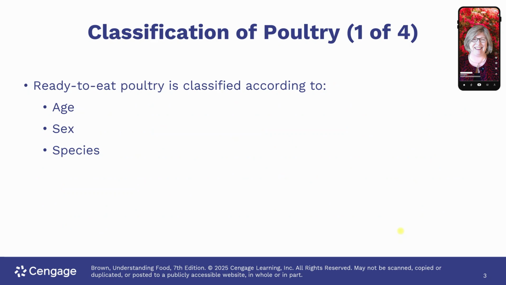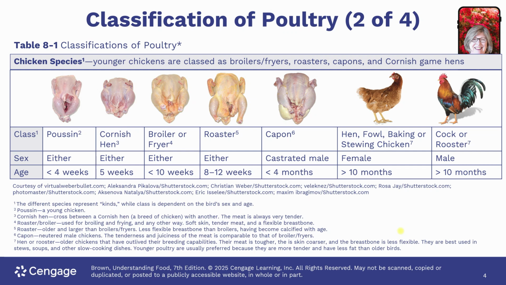Ready-to-eat poultry is classified according to age, sex, and species. When we say ready-to-eat, in this case, we're talking about a bird that's been dressed and ready to actually either cut up and prepare or prepare whole, like a roasted chicken. It's already ready to go. No feathers. Here in Table 8-1, you see classifications of poultry by age and sex, and also the species.